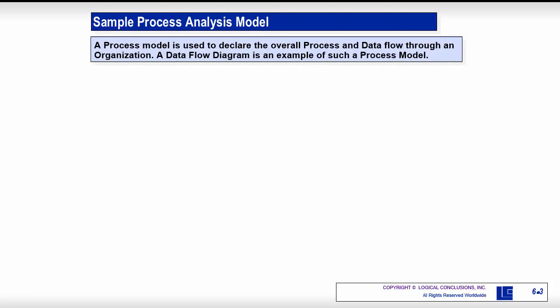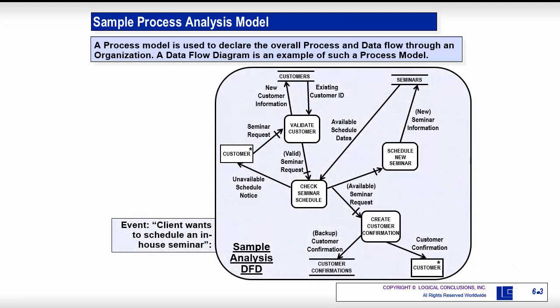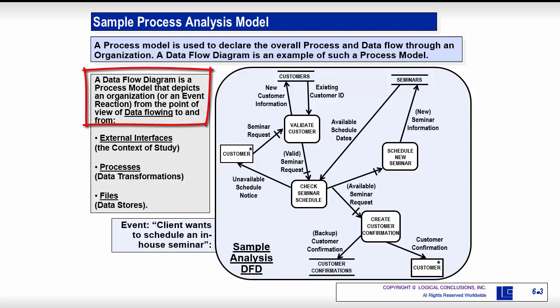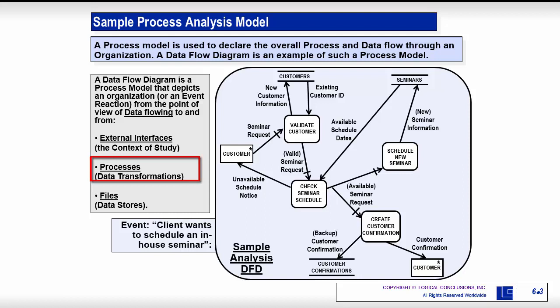In the previous slide I mentioned a major component of a process analysis specification is a process analysis model. A process model is used to declare the overall process and data flow through an organization. A data flow diagram is an example of such a process model. On this slide I've shown a sample data flow diagram, also known by its acronym DFD. A data flow diagram is a process model that depicts an organization, or an event reaction, from the point of view of data flowing to and from external interfaces, the context of study, processes, data transformations, and files, data stores.